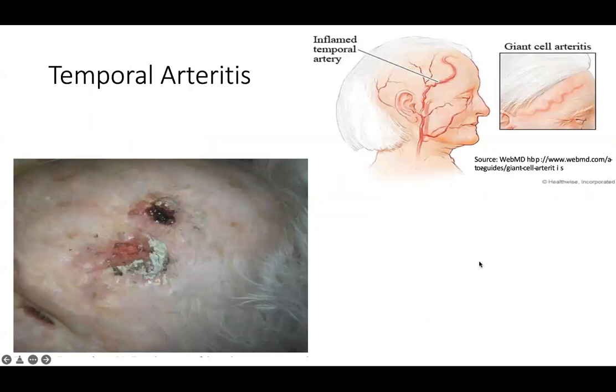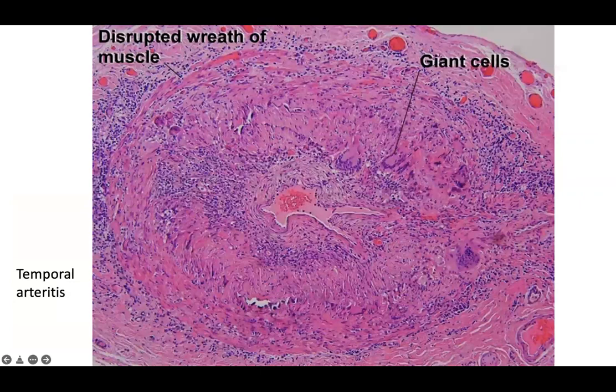Here is an example of a clinical image of temporal arteritis. You can see this ulceration around the temporal region, again due to the inflammation of the temporal artery in giant cell arteritis. Here you can see a large caliber vessel with a lot of neutrophilic and granulomatous inflammation composed of giant cells. It's disrupting even the wreath layer of the muscle here.